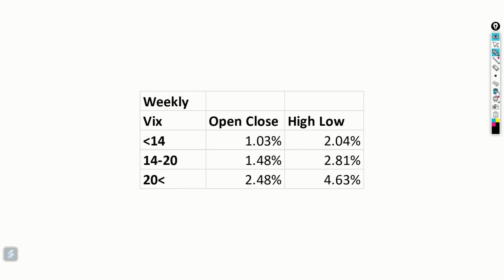So you can see the expected move in the market when VIX is lesser than 14 is close to around 1%, whereas when VIX is greater than 20, it is 2.48%. So the average expected move itself is close to 2.5 times higher when VIX is greater than 20. The average difference between Nifty week high and week low is around 2.04%, and when VIX is greater than 20, it is around 4.63%. And again here you can see the range is almost 2 times higher, 2.2 times higher.